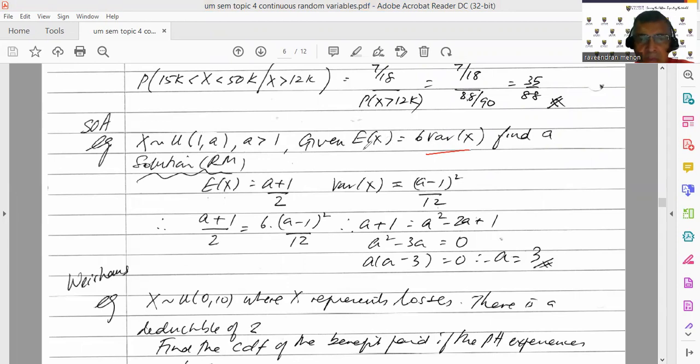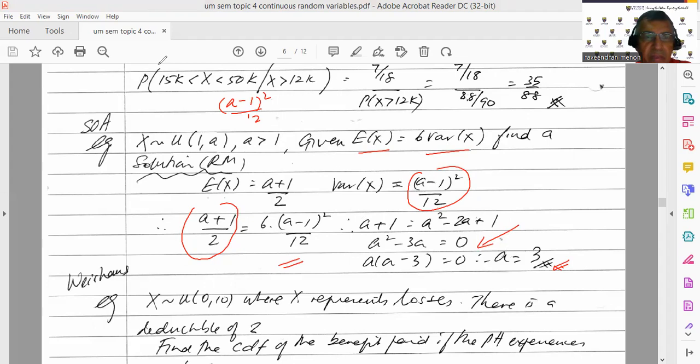So the expected value of X, that's easy. A plus 1 over 2. There you go. Variance of X, you know it very well, right? Is B minus A whole thing squared over 12. What is B here? It's A. So it's A minus 1 whole thing squared over 12. Just use the formula, yeah? And plug that in here. Clean this up, yeah? This is a simple quadratic. And you will solve for A to get A equals 3.